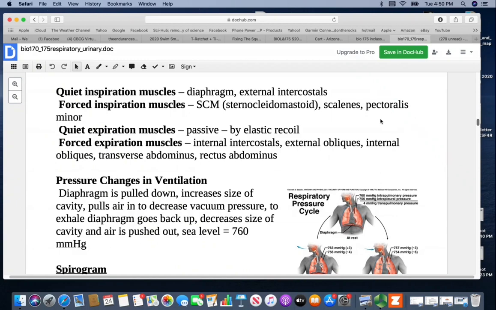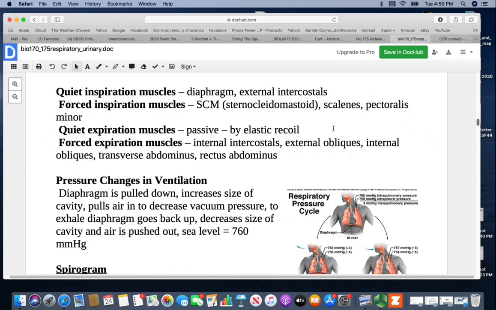For quiet expiration, this is going to be a passive process. It's just the elastic recoil of the muscles going back to their resting position. Forced expiration, this would be if you want to push some additional air out.